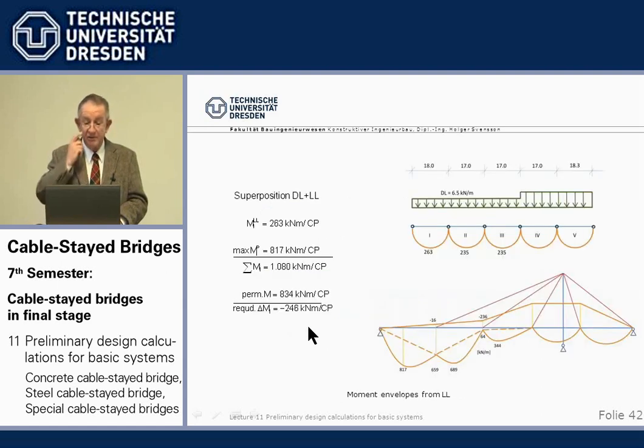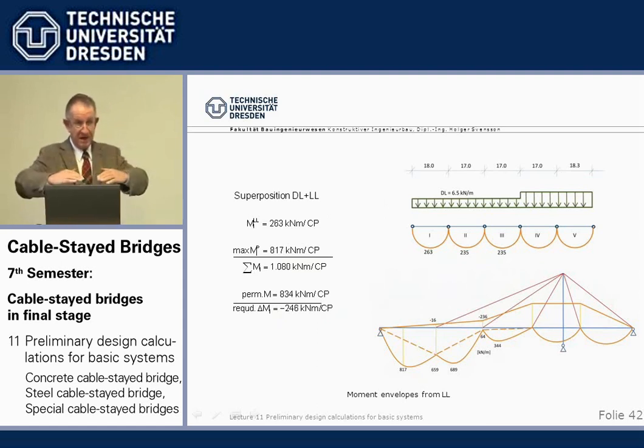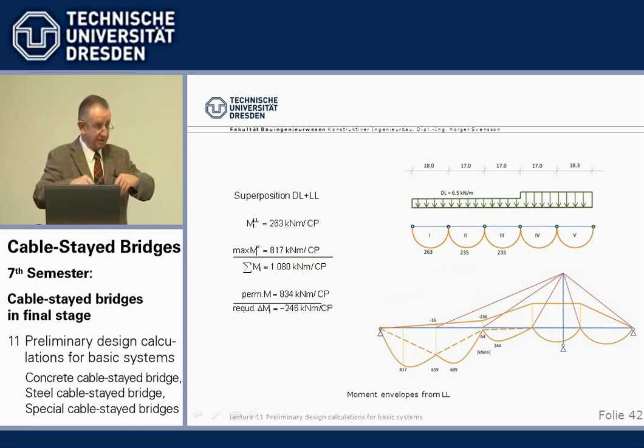Okay, and now it all comes together. We sum up the moments from the life load envelope and the dead load QL squared eighths, and compare those at every point with the moment capacity of the beam. And then we see whether we have to change the moment at the supports. So let's do it. We have the life load moment. We go into the first span here.